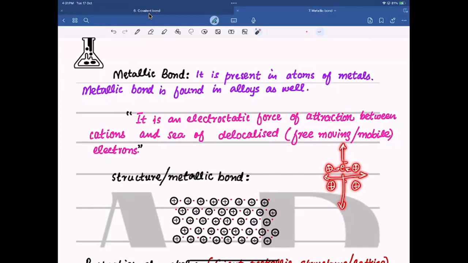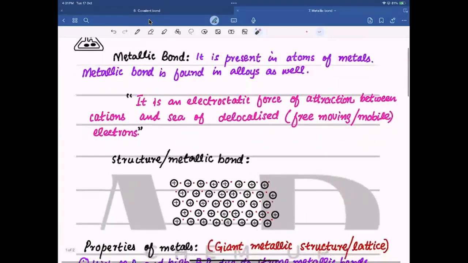Yes, Zainab? Yes, sir. So if they start attracting these negatively charged electrons, as a result, they stay together. And this attraction between the free moving electrons and these cations is called a metallic bond. Is this clear now? Yes, sir. Okay. Is everybody done till the diagram?